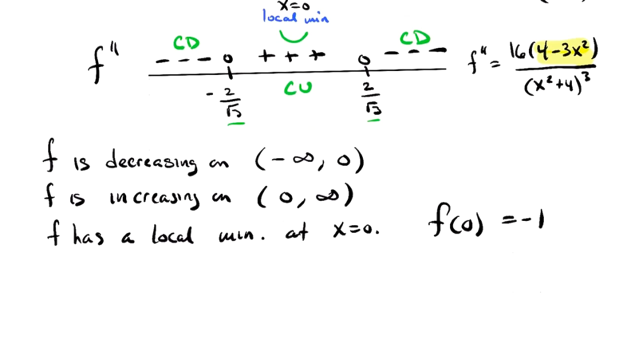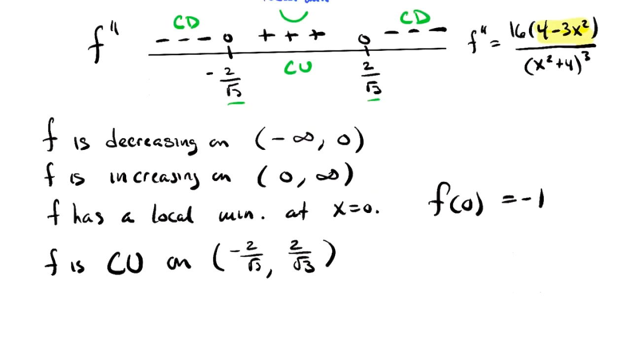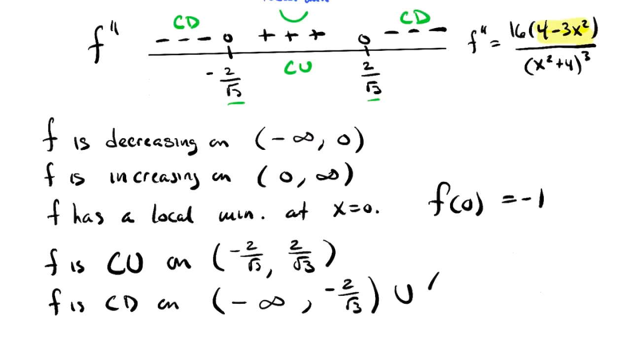What do we know from the second derivative? f is concave up on the interval from minus 2 over the square root of 3 to 2 over the square root of 3. And f is concave down on the interval from minus infinity to negative 2 over root 3, together with 2 over root 3 to infinity. All right, so these are the forms that I'd like you to record your answers to such questions.